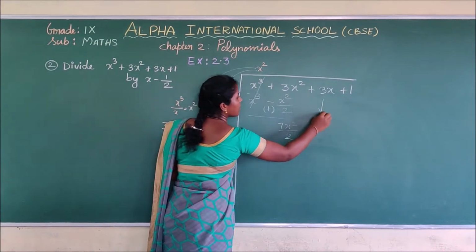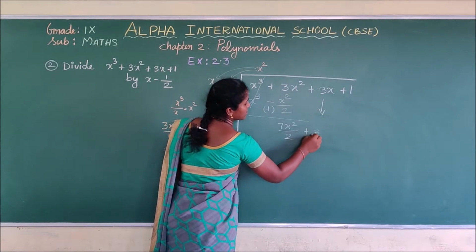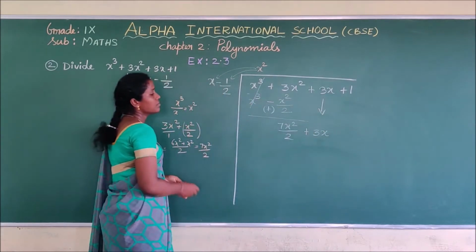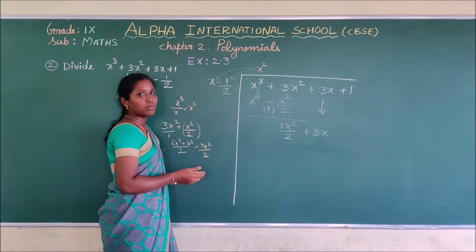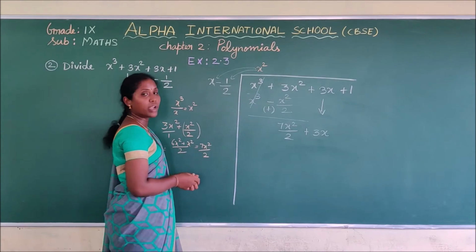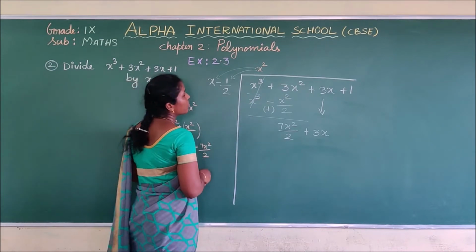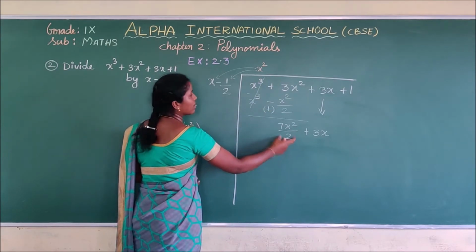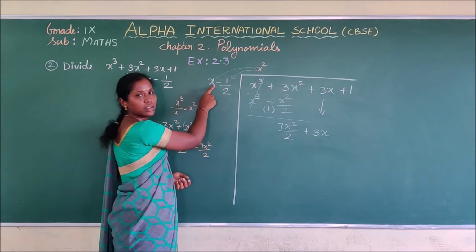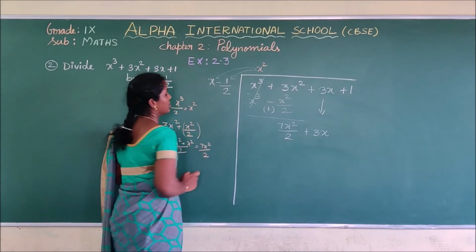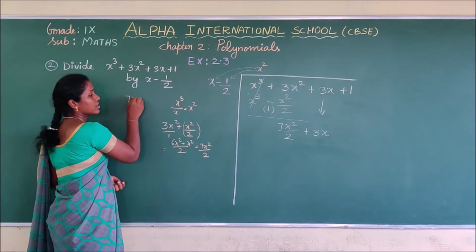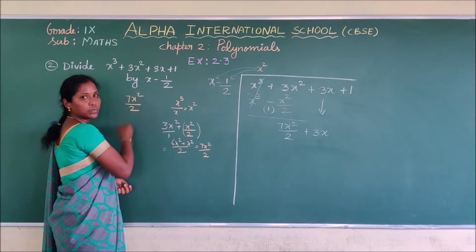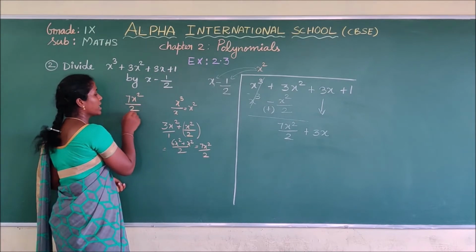So take the next term down. What is the next term? Plus 3x. Now listen, we have to identify the second term of the quotient. So what will be the second term of the quotient? We have to divide the first term here by the first term of the divisor. We have 7x square by 2 and we are going to divide it by x.